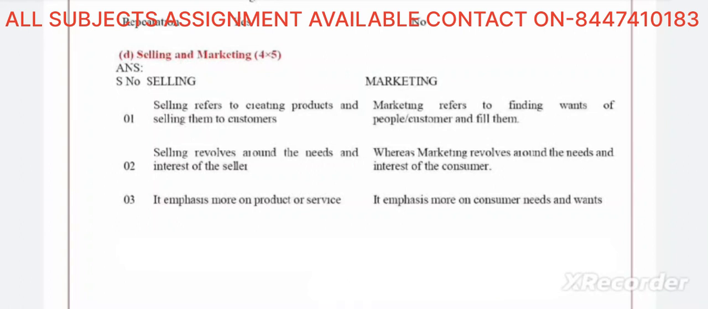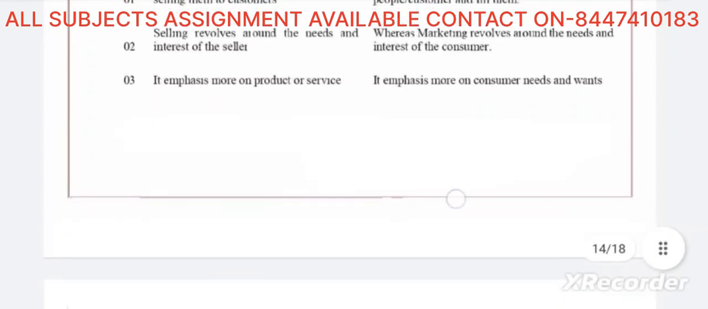Selling refers to creating products and selling them to customers. Marketing refers to finding wants of people, customers, and filling them. Selling revolves around the needs and interest of the seller, whereas marketing revolves around the needs and interest of the customer. It emphasizes more on product or service. It emphasizes more on consumer needs and wants.